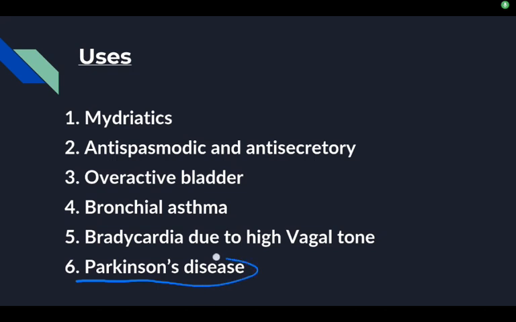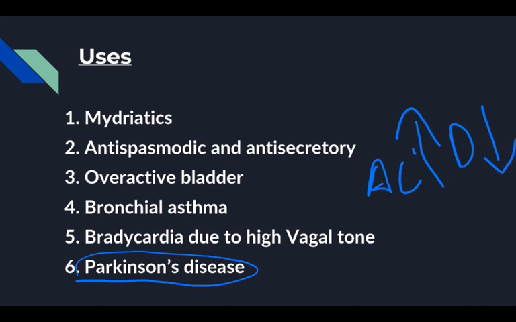Sixth one is Parkinson's disease. In Parkinson's disease, there is an imbalance between acetylcholine and dopamine in the brain. Acetylcholine levels go up and dopamine level falls. Anticholinergics are used to counter these effects of increased acetylcholine.